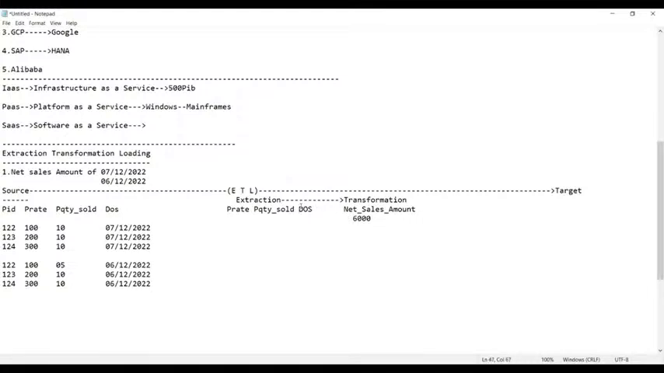Now, date of sales. Date of sales is also required, so I'm adding one more column here, date of sales. What's the date of sales? You have it: 7/12/2022, so just paste it here. Now can you see? You have found out the net sales amount of the 7th day of December 2022, which is 6000 rupees.